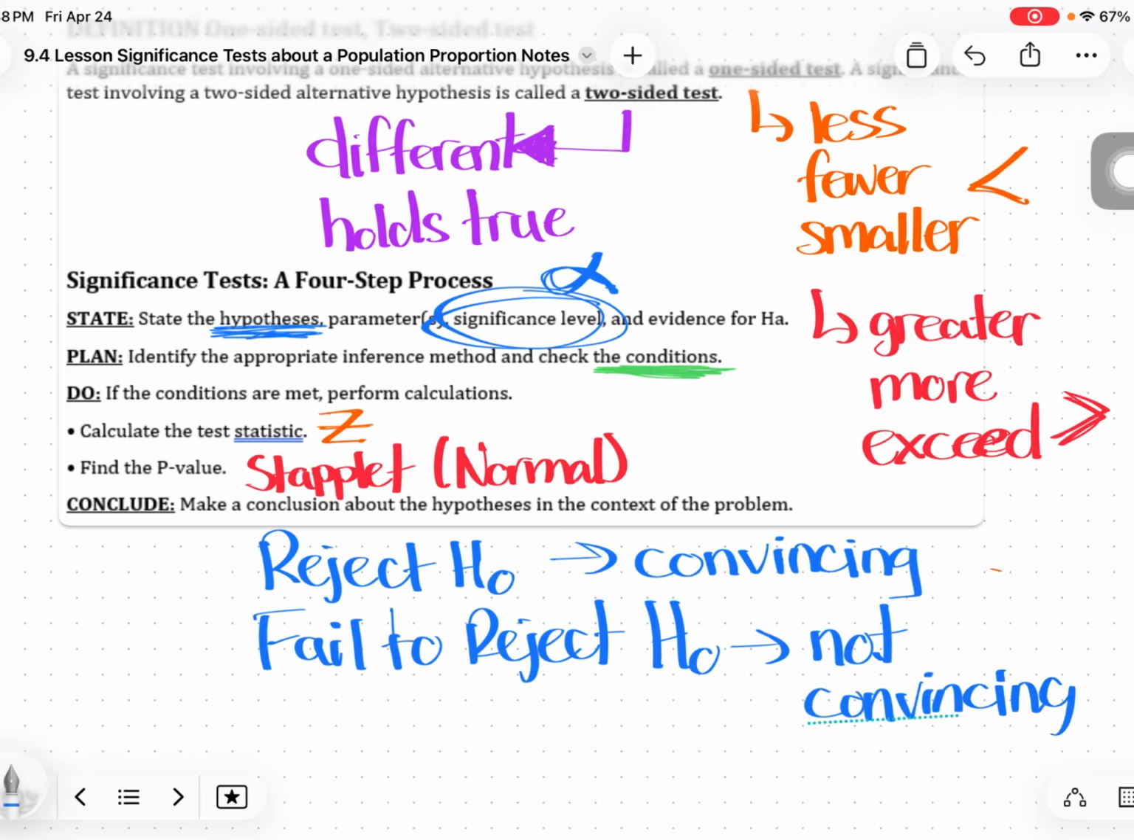And just as a reminder, much like when you're doing a confidence interval, you never say you're 95% sure. When we're doing a significance test, a hypothesis test, we are never going to say that we accept the null hypothesis. We are either going to reject it or fail to reject it.